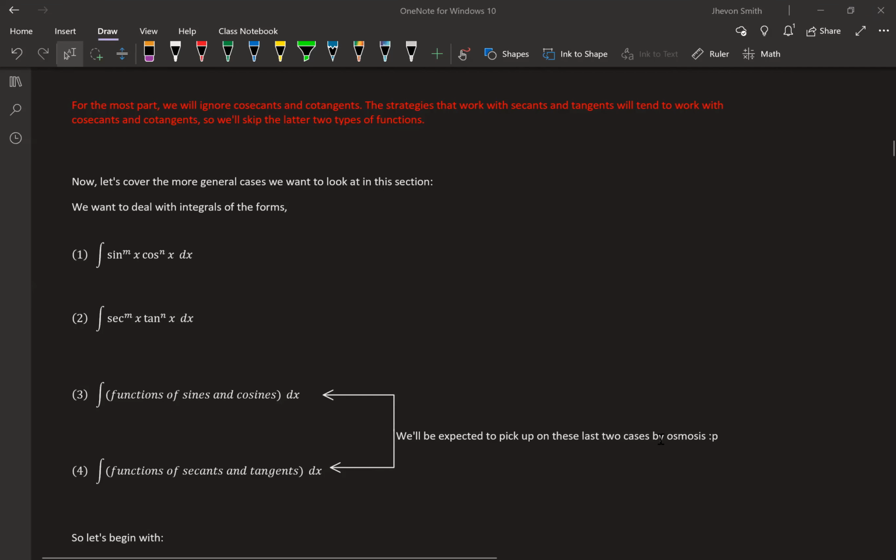Does this thing look like a basic rule? Can I simplify? Can I try a substitution? You'll have to go through it. It's not going to be as straightforward. For section one, this is very straightforward.